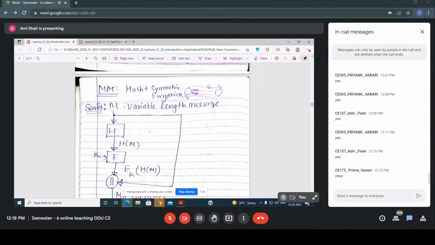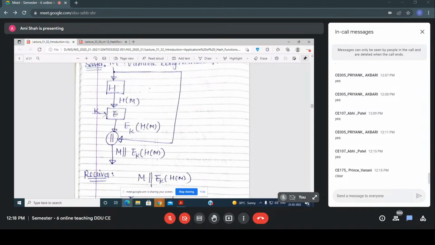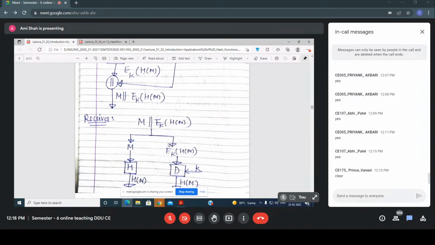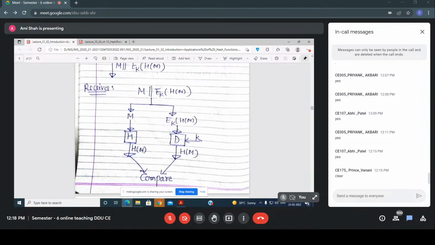The other way that I discussed is, if the message is very long, what do you have to do? Let's say my message is very long, then I use hashing. Once the hashing is done, I encrypt the digest with the key, and then the message along with this encrypted digest is sent to Bob. Now once it is sent to Bob, what will Bob do?